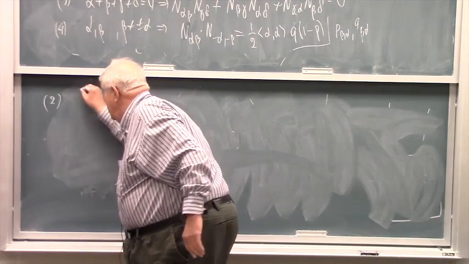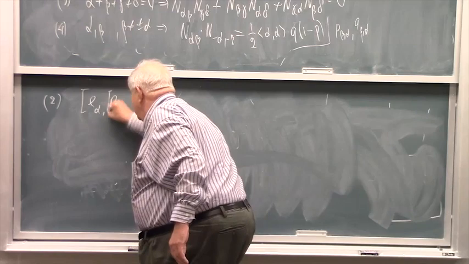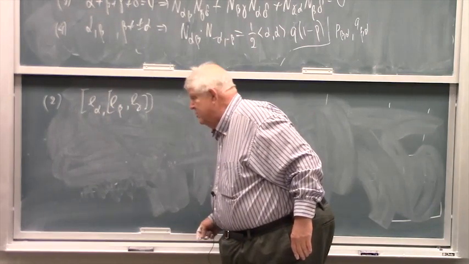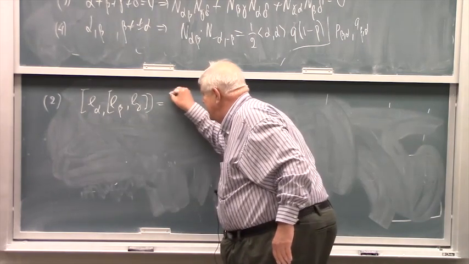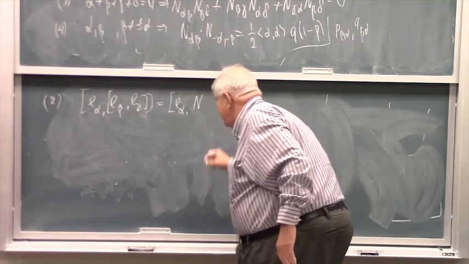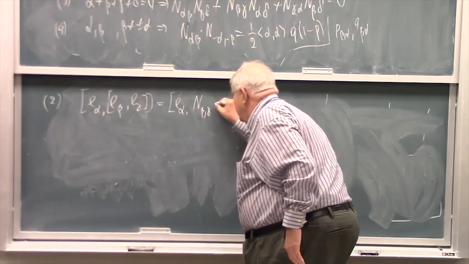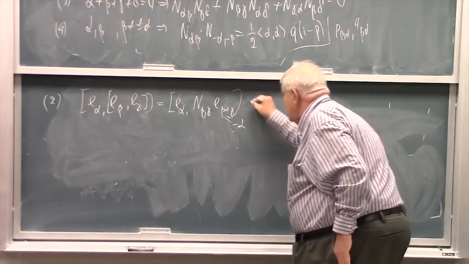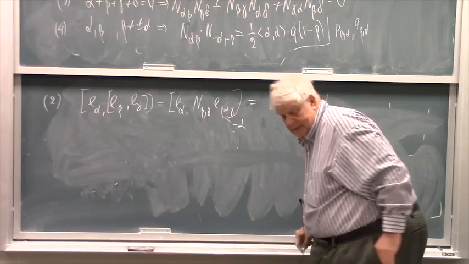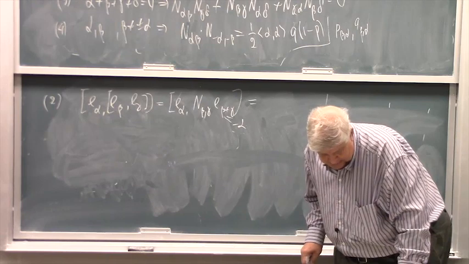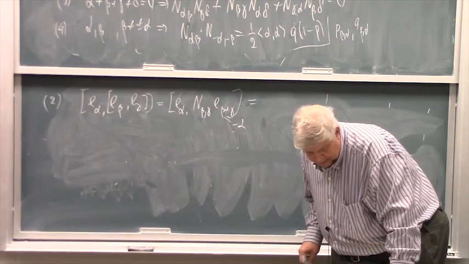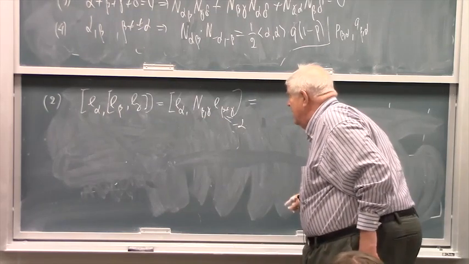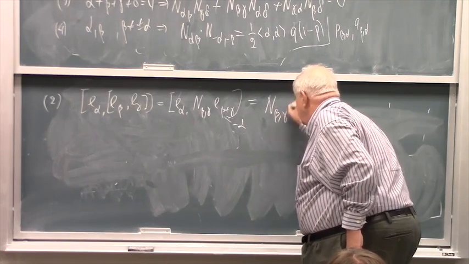So number 2. Write E alpha, E beta, E gamma. Then I will use the Jacobi identity. But first let me compute this. So this is E alpha with N beta gamma E beta plus gamma. And E beta plus gamma is E negative alpha. E alpha with E negative alpha is H alpha, right? So this becomes N beta gamma H alpha.